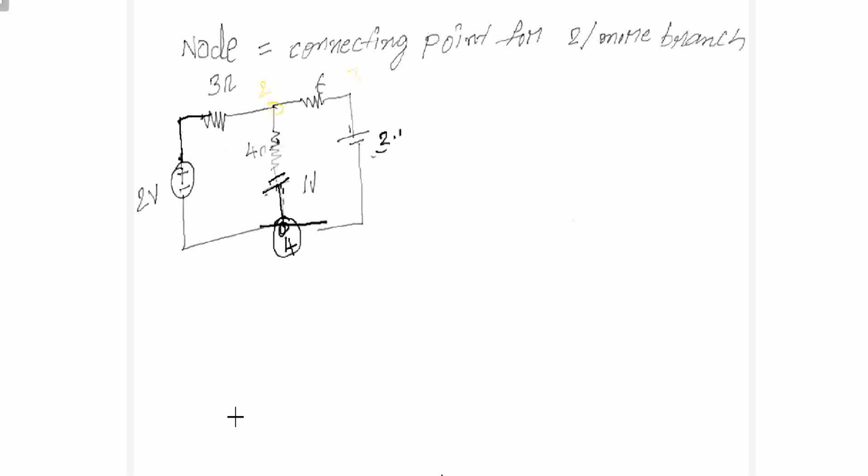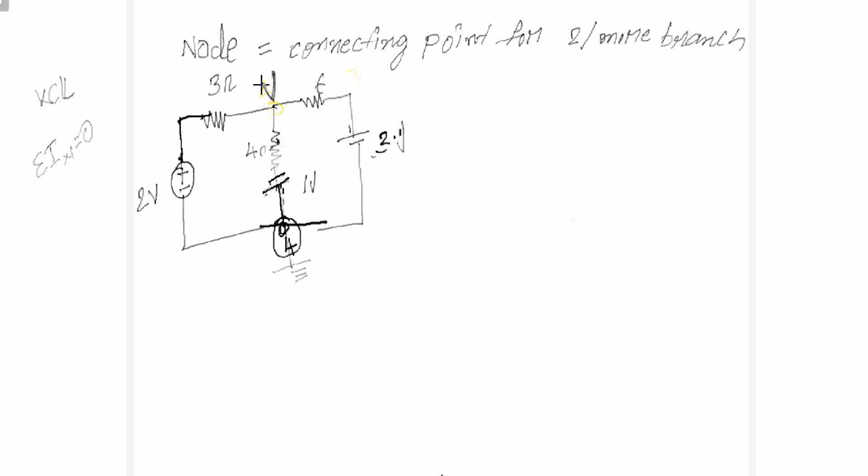For the reference node, we have to assume the voltage at that point is 0 volts. So the voltage at this point is 0, and let us consider this voltage at this point as V. Before applying nodal analysis, what law do we have to apply? KCL, Kirchhoff's current law. According to Kirchhoff's current law, incoming current equals outgoing current, or the algebraic sum of the currents at a node is equal to 0.